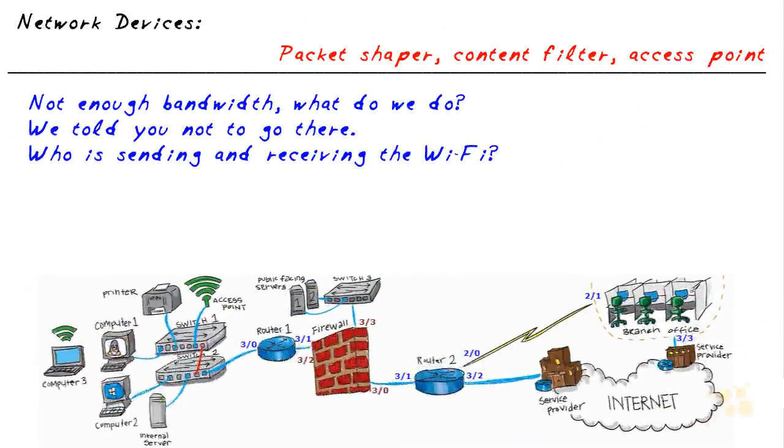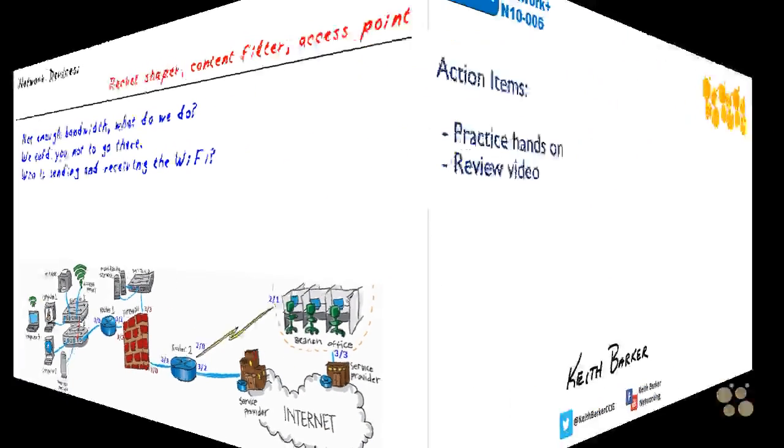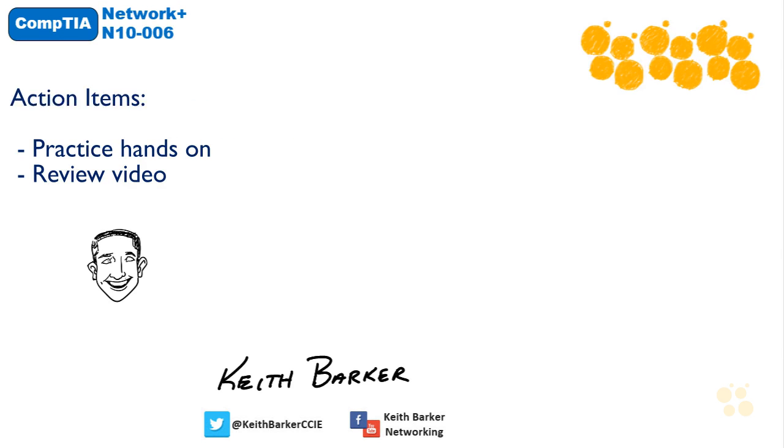In this nugget, we've discussed the function of 3 additional components in our network, including a packet shaper, content filter, and an access point.